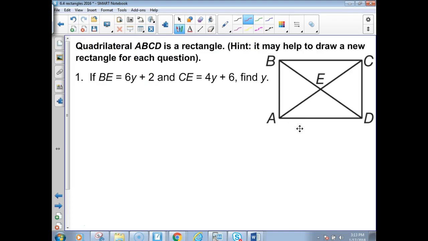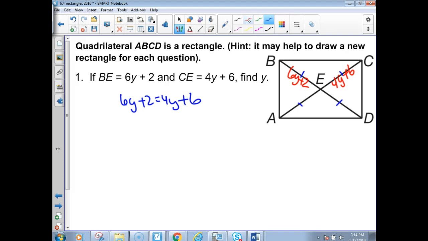ABCD is a rectangle, so we know it's a rectangle. Let's go with BE, which is 6y plus 2, and CE, 4y plus 6. Okay, now those are segments. What do we know about them? Are these going to be equal? Because the diagonals cut each other in half and are equal, then yes, these segments are all the same size. So we are going to set them equal. So 6y plus 2 is equal to 4y plus 6.